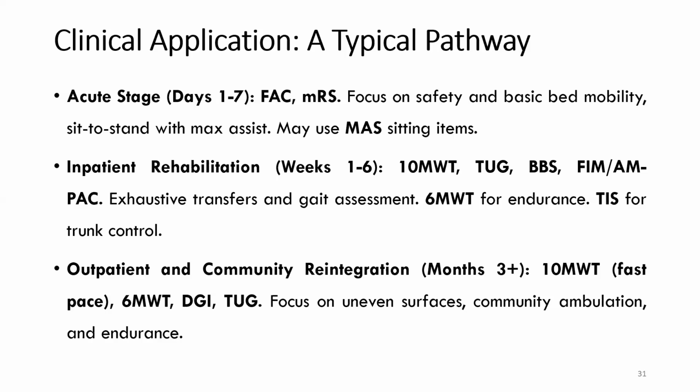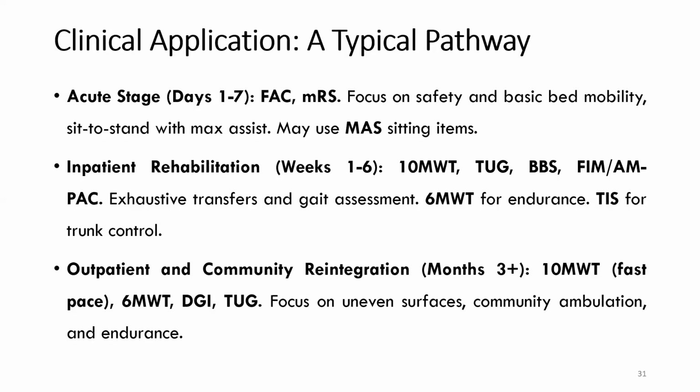So moving forward, as your patient is improving in the inpatient rehabilitation, maybe between 1 to 6 weeks, you can introduce other assessment tools. For instance, the 10-meter walk test, Timed Up and Go, BBS, FIM, and the rest. So this one requires intensive transfer and then gait assessment. Why? Because at this stage, you can expect your patient to start ambulating. And then you need the 6-minute walk test also to assess endurance within your patient. And then you need also the TIS to assess trunk balance.